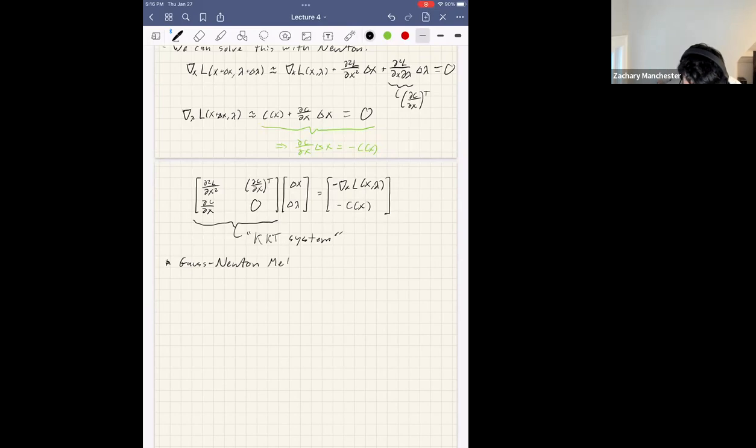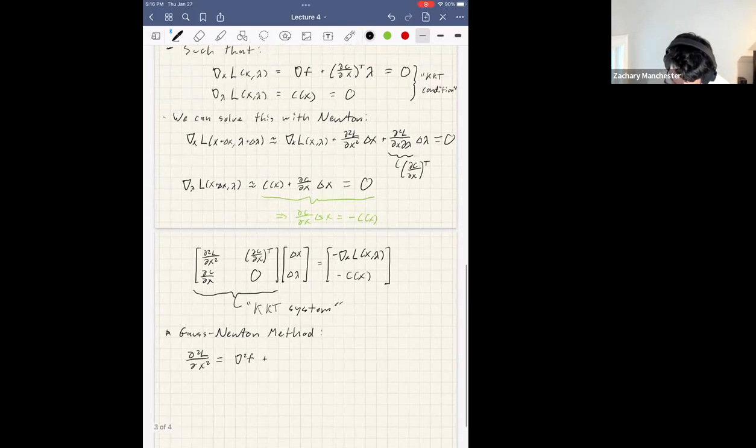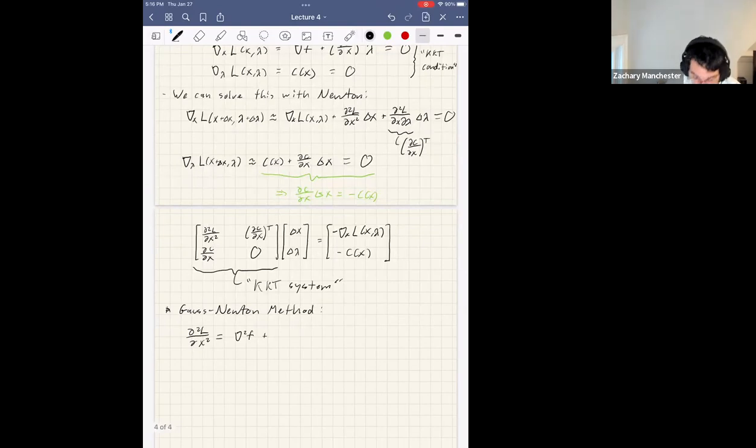method. The idea there is, if I expand out the Hessian of the Lagrangian, this guy, partial squared L, partial x squared, I get the Hessian of the objective. And then I get a term involving the constraints. In particular, that next term looks like this: partial with respect to x of partial c, partial x, transpose lambda.